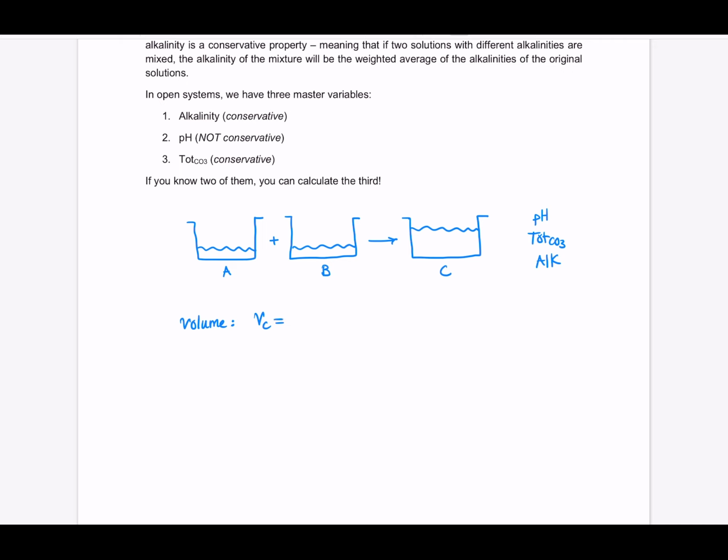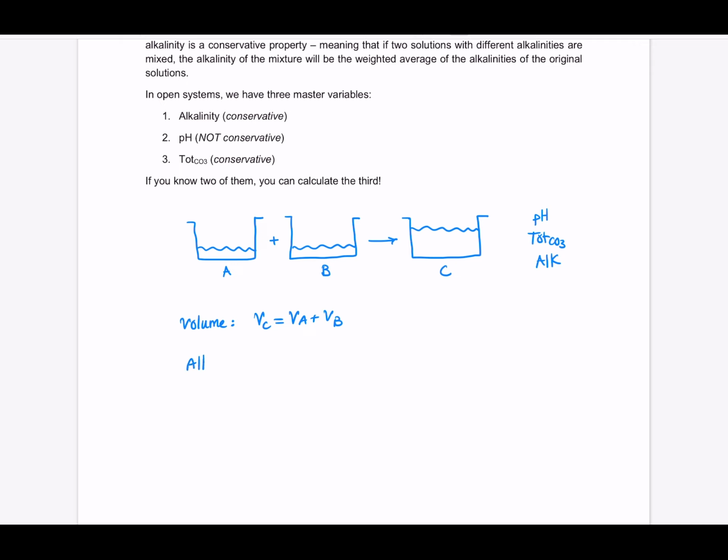Not always, but for this class, yes. So VA plus VB. If you took thermodynamics, you might have a delta V of mixing. It might not be 0, so it might expand or it might squeeze. But for this lecture, it's basically the same. So VA plus VB. We are assuming delta V of mixing is equal to 0.